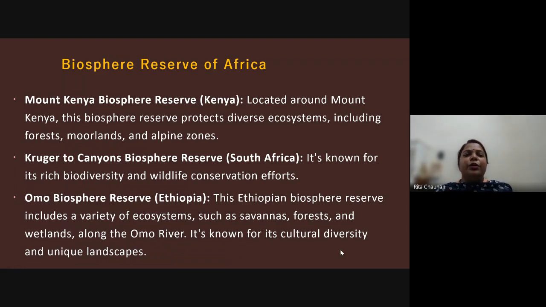Then we have Kruger to Canyons Biosphere Reserve. It is in South Africa, and this area is also highly rich in biodiversity. Then Omo Biosphere Reserve, which is in Ethiopia. This area is also preserving a lot of ecosystems, like savannas, forest, wetlands along the Omo River. And this area also has a lot of cultural diversity.